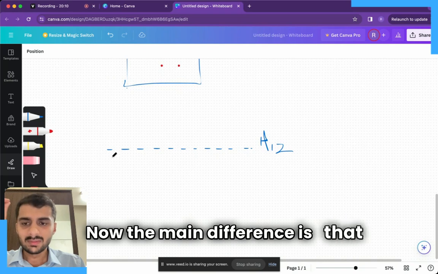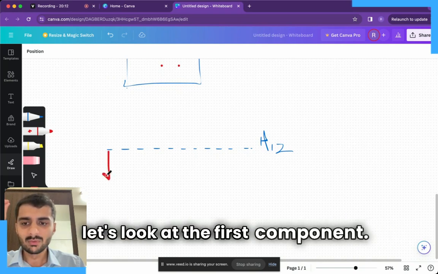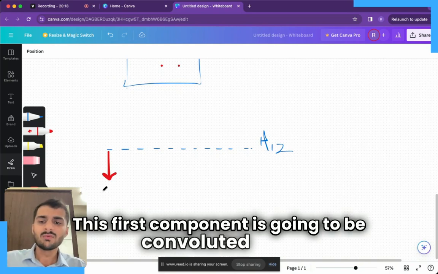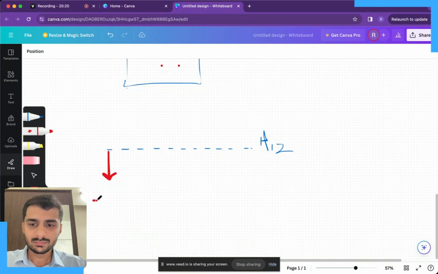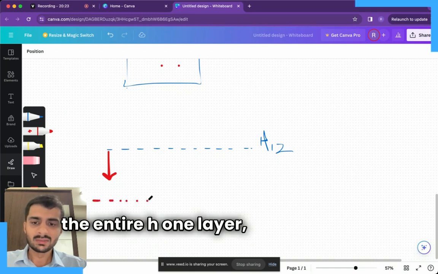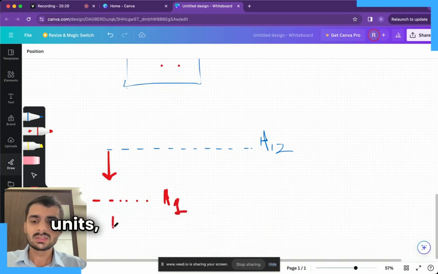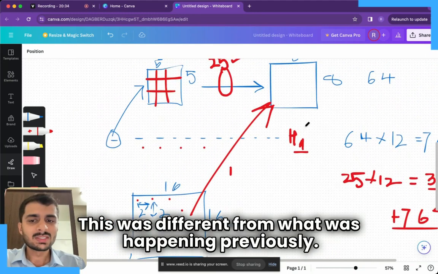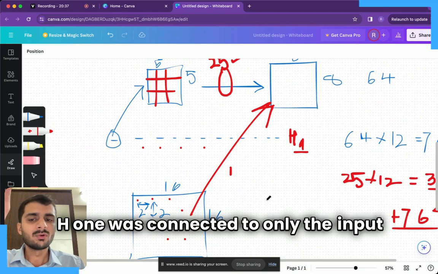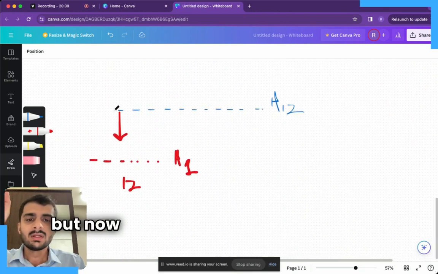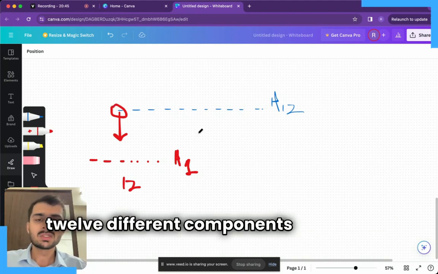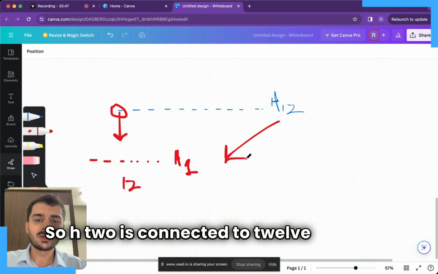Now, the main difference is that let's look at the first component. This first component is going to be convoluted with the entire H1 layer, which has how many units? Which has totally 12 different components. This was different from what was happening previously. H1 was connected to only the input image. But now, here the individual component is connected to 12 different components in the layer H1.